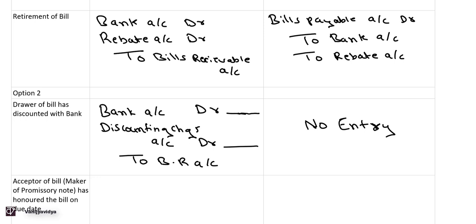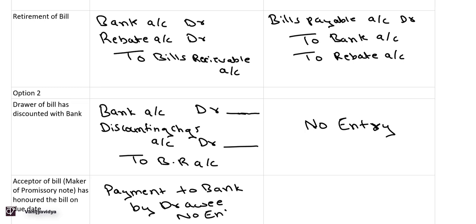Now, when the drawee is making the payment on the due date, the payment will be made directly to the bank by the drawee. So it doesn't impact the books of the drawer. So there is no entry.